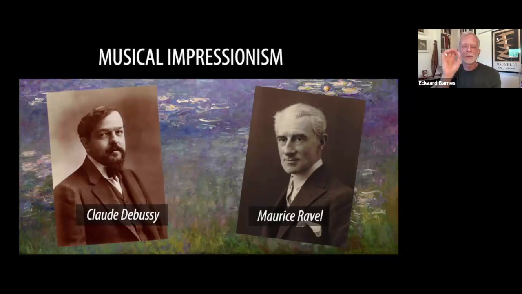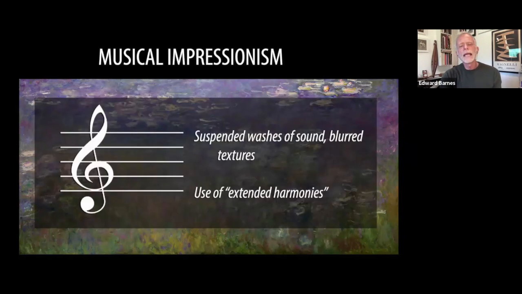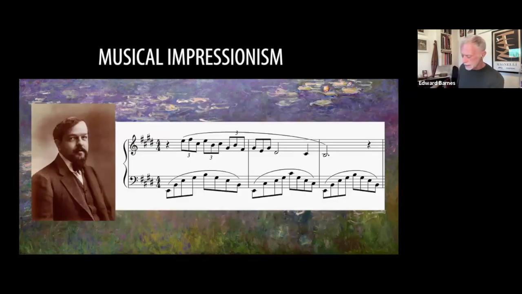The two biggest proponents of it were French, Claude Debussy and Maurice Ravel. And the aspects that make it what we call musical impressionism are two things. One is that there is a suspended wash of sound with very blurred textures, and these are created by using what are called extended harmonies. So we'll take as an example a little phrase here by Debussy.